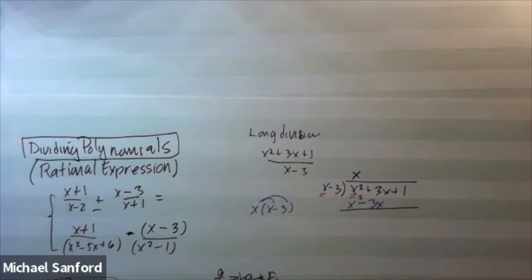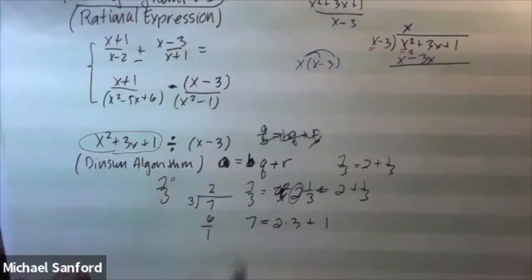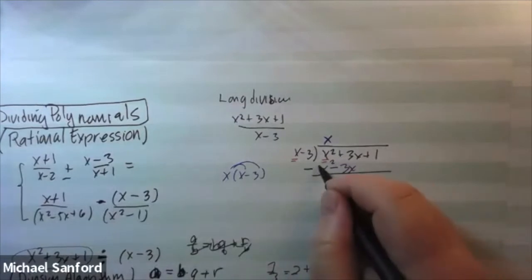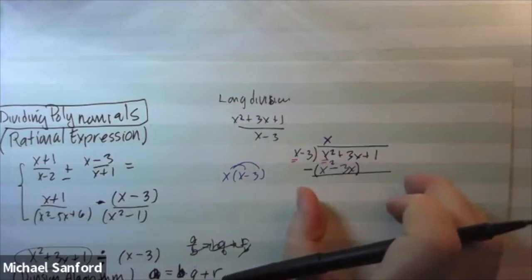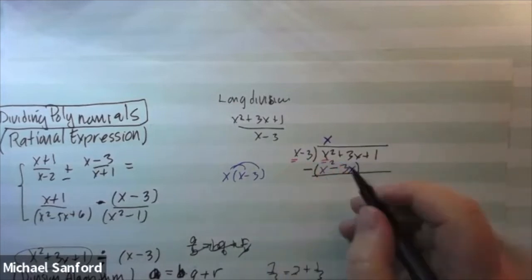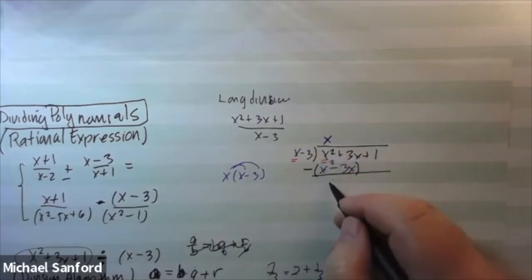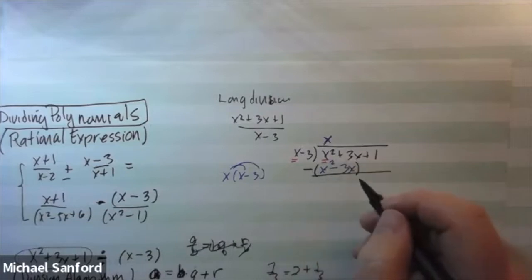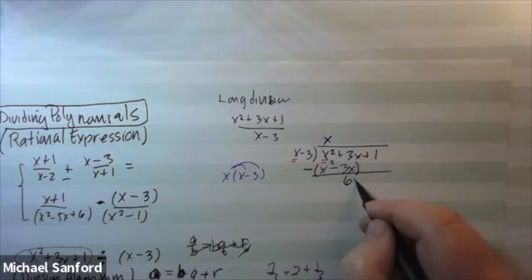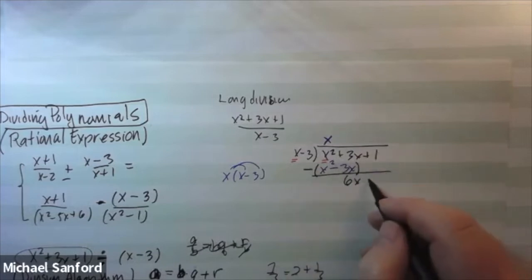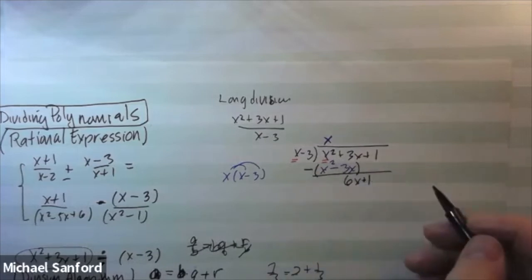Now, just like back over here, we subtract. But make sure you stick the parentheses on it, because you're subtracting the whole term, not just the first thing. So you get x squared minus x squared, which is nothing. That's why we set it up. Then 3x minus -3x is 6x, and 1 minus nothing is 1. So you get something that looks like that.